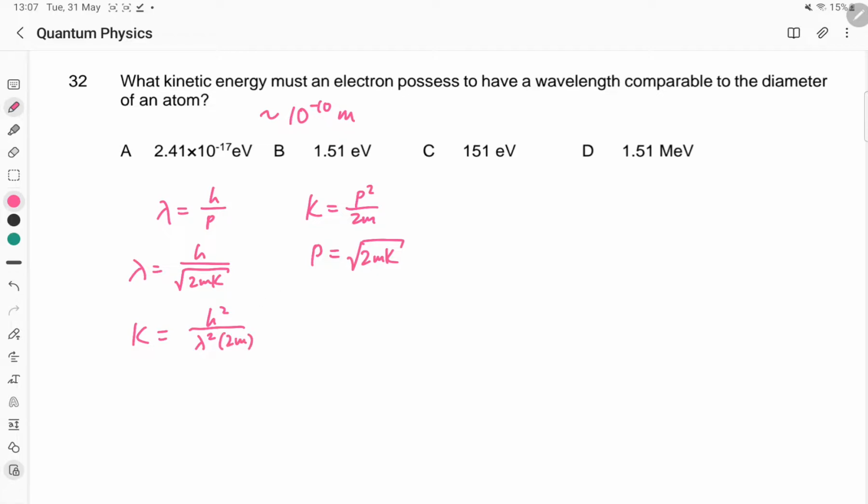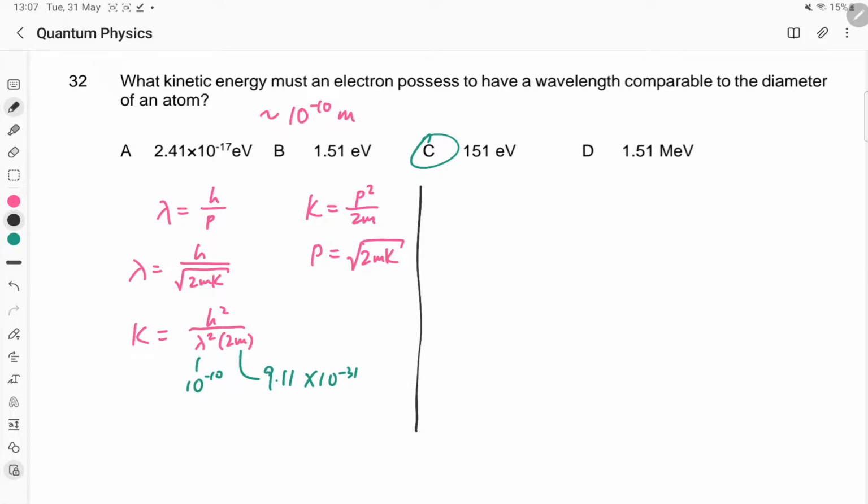So you substitute all these things in. You know the mass of electron, 9.11 times 10 to the power minus 31, and so on. So just go and substitute, and you should get something that's close to option C. However, for this question, I wouldn't do it this way.